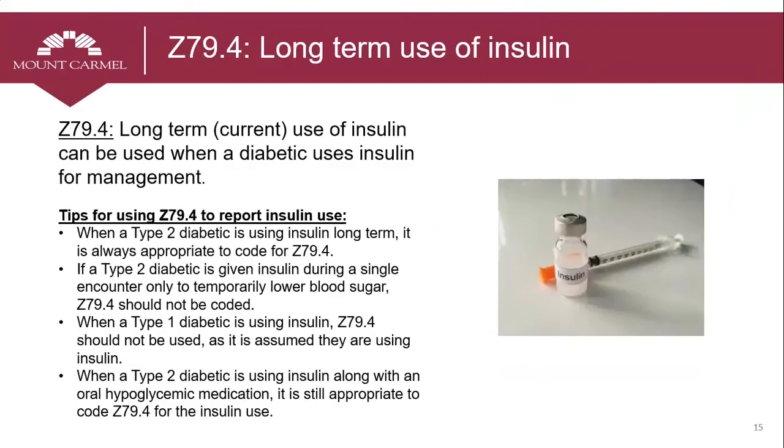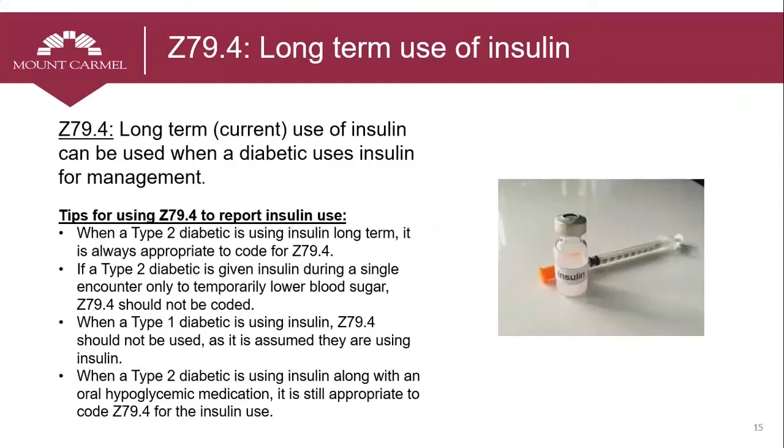Z79.4 is a code that should be used when a diabetic patient is using insulin. When a type 2 diabetic is using insulin to manage their disease, it would also be appropriate to code Z79.4. If the patient is a type 1 diabetic, Z79.4 should not be used, since it is assumed they are using insulin.